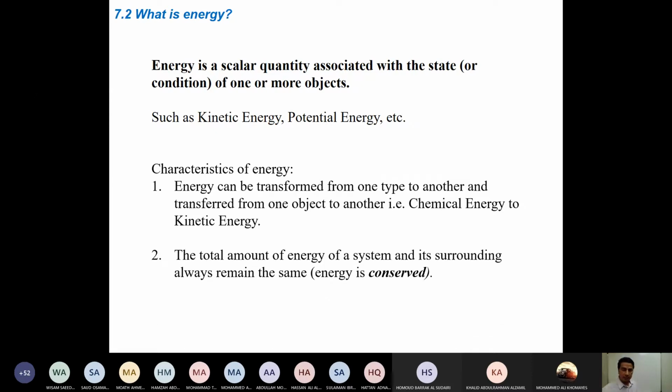Another thing is the total energy of the system and its surrounding always remains the same. It all remains constant or remains conserved. All different words we will be using, either conserved or constant or remain the same. All these things mean actually the same thing.